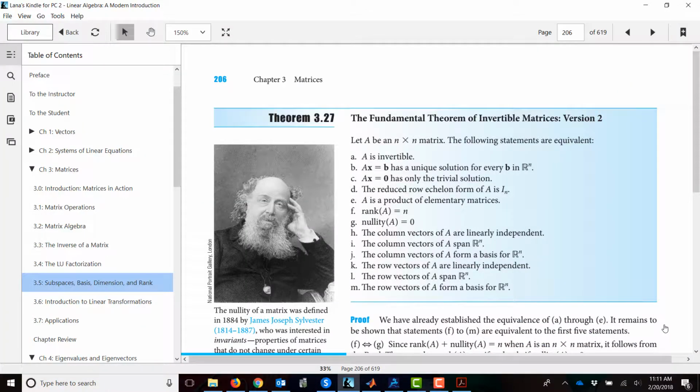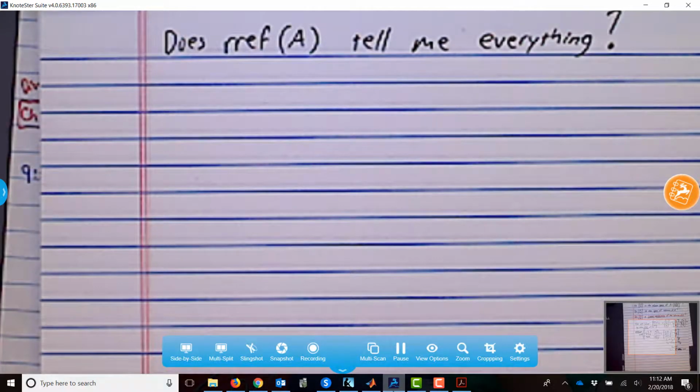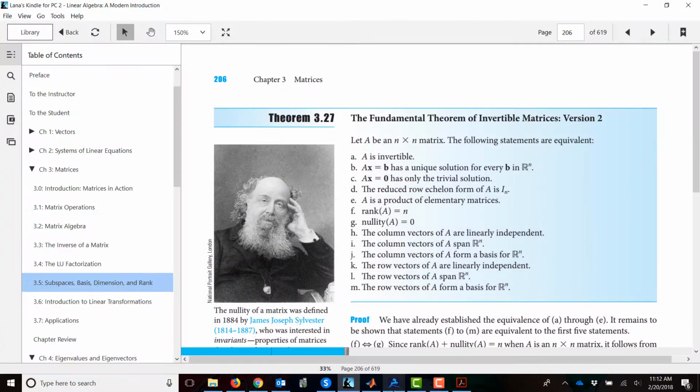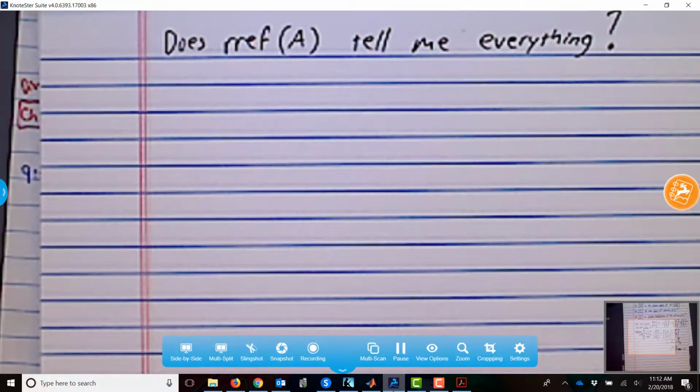Okay, guys, so really, I guess the headline for my next note page is this. Does RREF of A tell us everything? Because I've had people say that to me in my linear algebra class. Oh, for any problem, just compute the reduced row echelon form and you know everything. Now, I don't know if that's true, but it's interesting because this theorem, all of these are equivalent, and part D says, hey, reduced row echelon form of A is the identity.